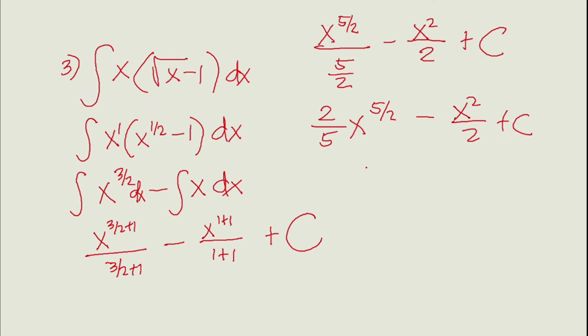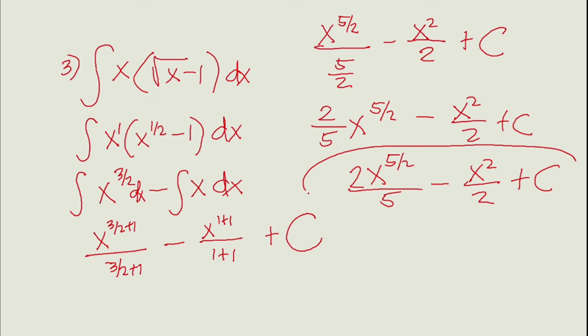So now we could have this one as 2x raised to 5/2 over 5 minus x squared over 2 plus c. Again, do not forget to write c as a general answer because we are now in integral. Okay, let's proceed with number 4. The problem for number 4 is the integral of 3x squared minus 5 dx.